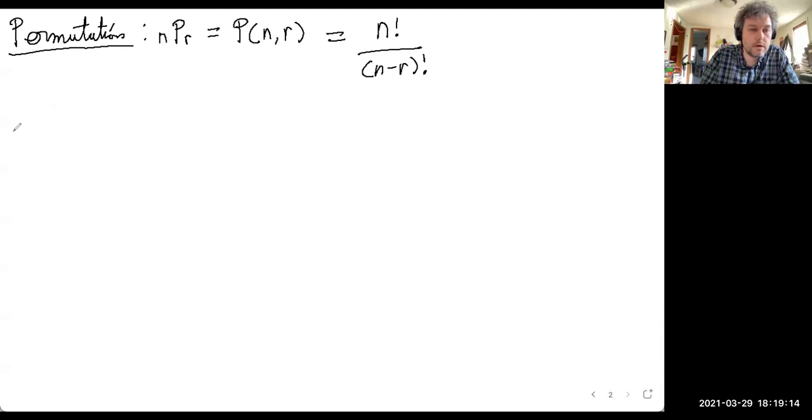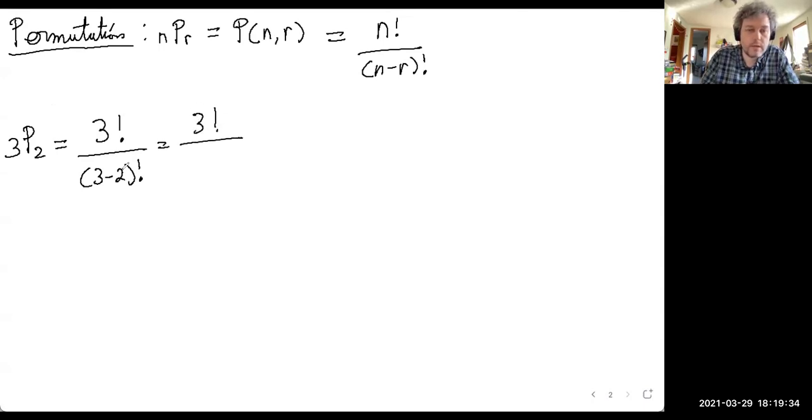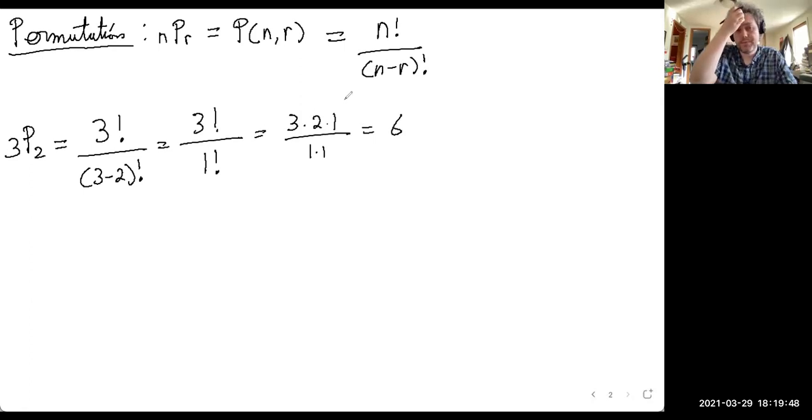So let's do, say, 3 permutation 2. Let's try that. As the formula goes, that's 3 factorial divided by 3 minus 2 factorial. Well, what's that going to be? That's 3 factorial. And 3 minus 2 is 1. So that's 1 factorial. So this is 3 times 2 times 1 over just 1 times 1. So that's just 6. And so that just ended up being 6. Okay.